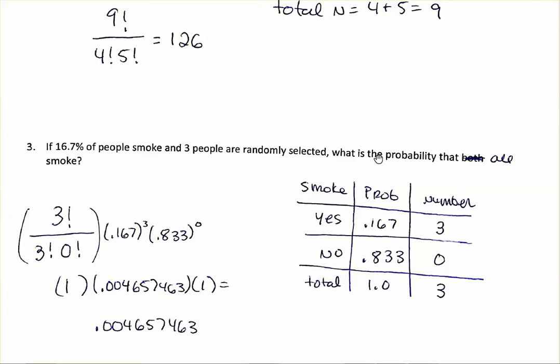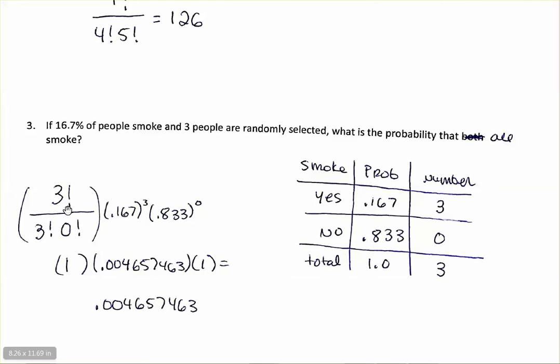Then for our number, what's the probability that all smoke? That would be a 3 here, a 0 here, and then a 3 down there. If we go back to our formula, we'd have 3 factorial divided by 3 factorial times 0 factorial, multiplied by our probability taken to the number, so 0.167 to the 3rd power times 0.833 to the 0 power. We know 0 factorial becomes 1, so 3 factorial divided by 3 factorial is just 1, and 0.833 to the 0 power is 1.